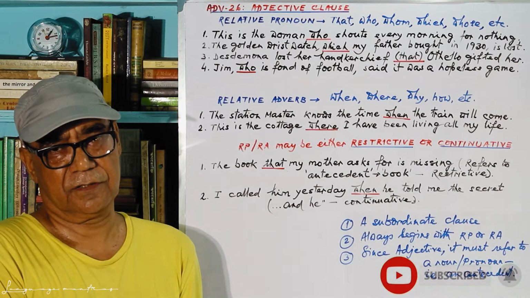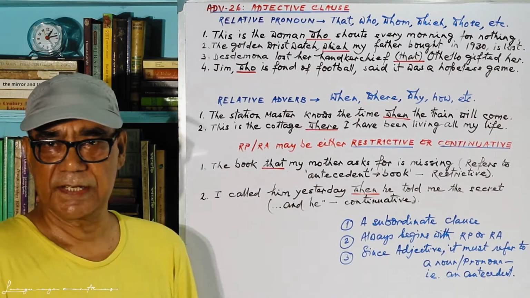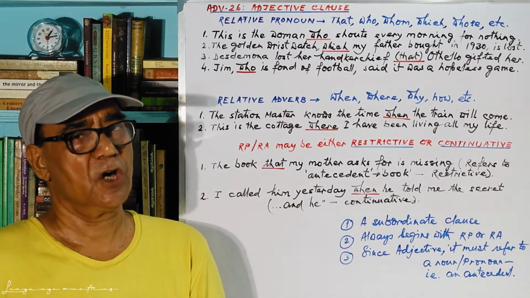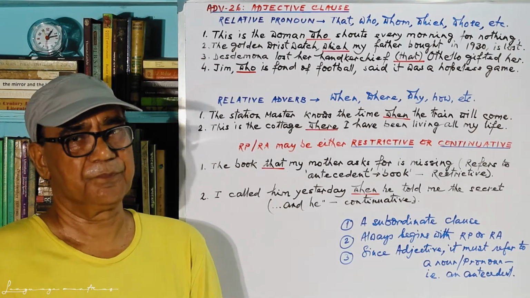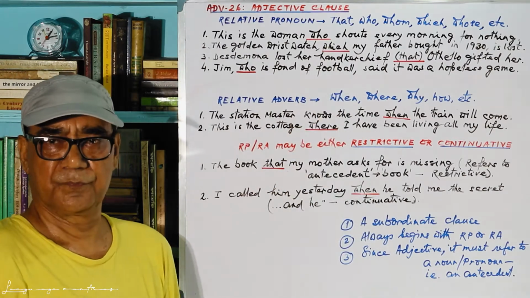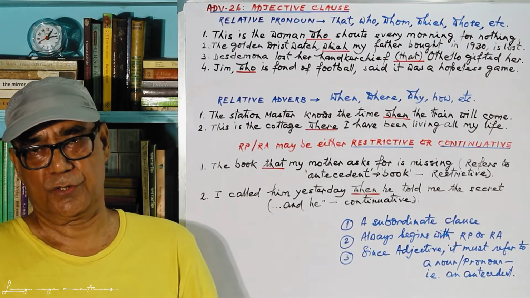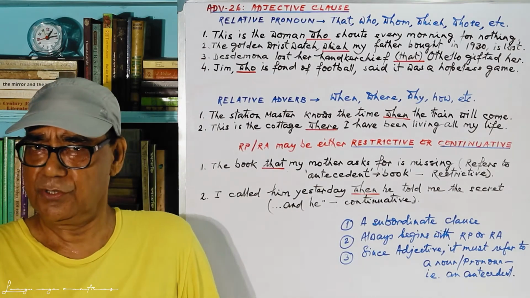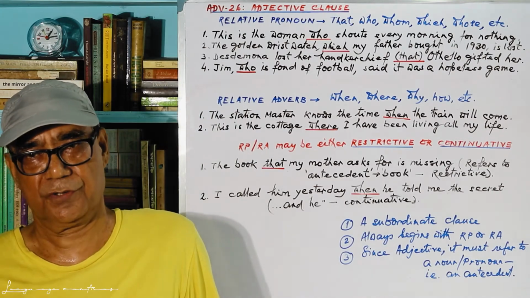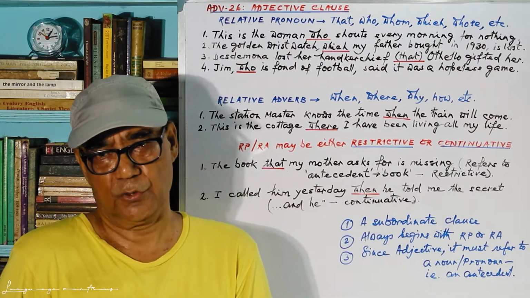In our previous session, that is Advanced English, session number 25, we discussed adjective clauses. And here we continue the same topic. If you remember, in our previous session we discussed relative pronoun, relative adverb, and relative clause also. What is a relative clause? Relative clause is another name for adjective clause. Therefore, you know the basics of an adjective clause.